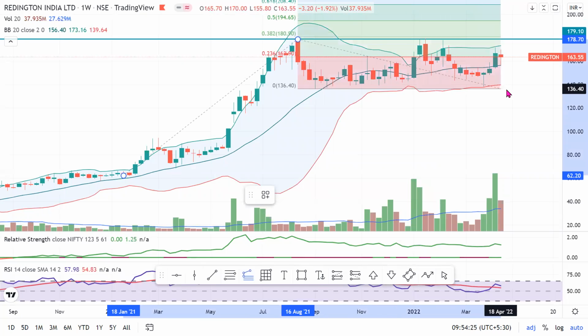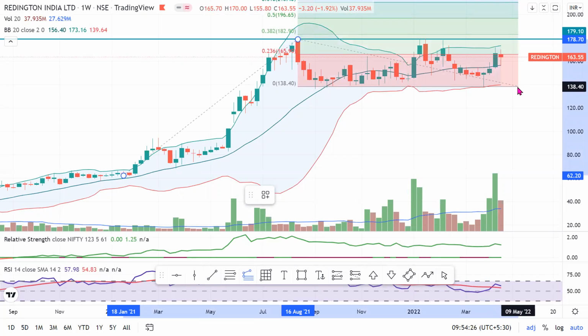What is the business of this company, Redington? They are basically dealers like Ingram Micro, Redington, and Savex. They all are the dealers of IT products.